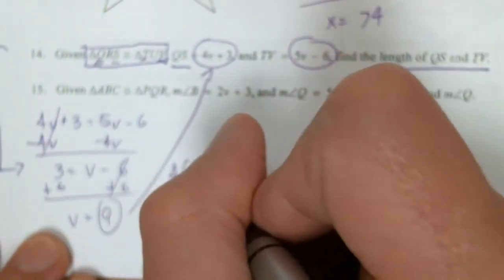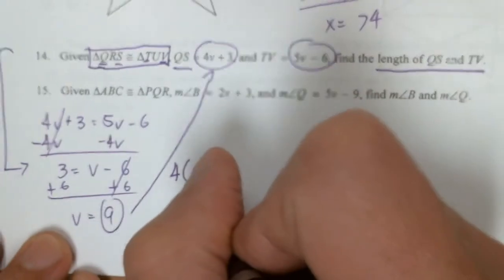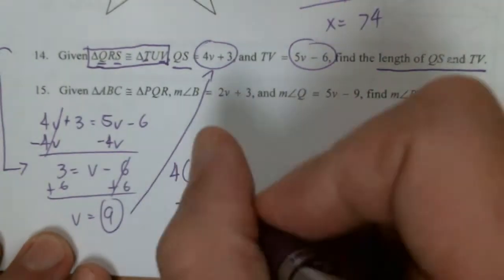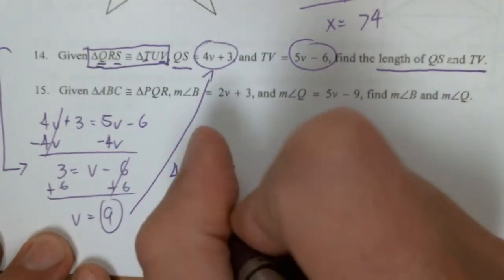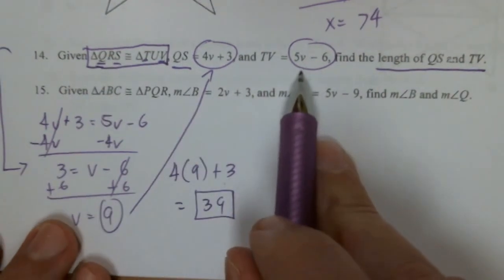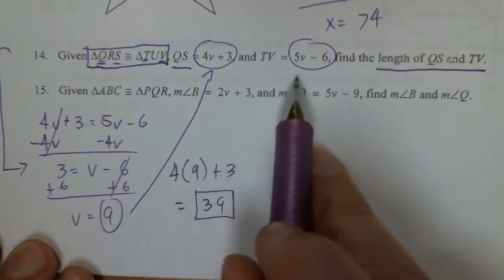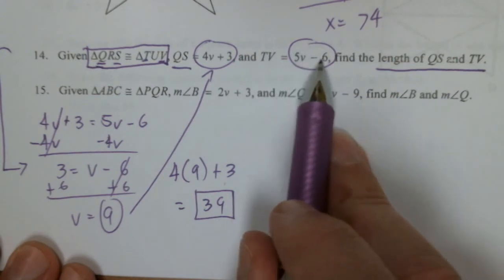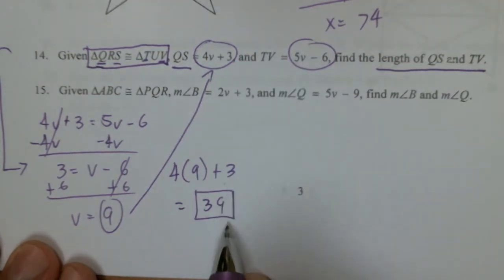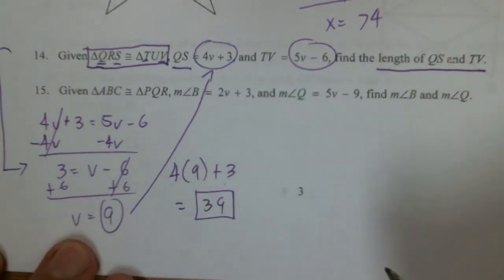So I'm going to say 4 times 9 plus 3, and that is simply equal to 39. Okay, let me plug it into both just to check. I'm real big on checking. 5 times 9 is 45 minus 6. Guess what? That's also 39. Okay, so I feel good I've done the problem correctly.